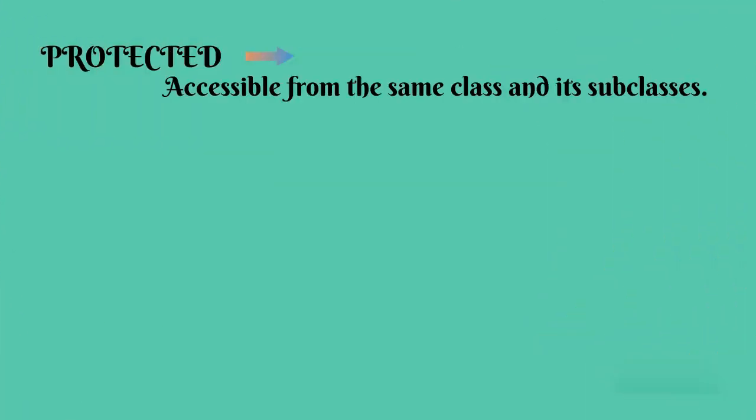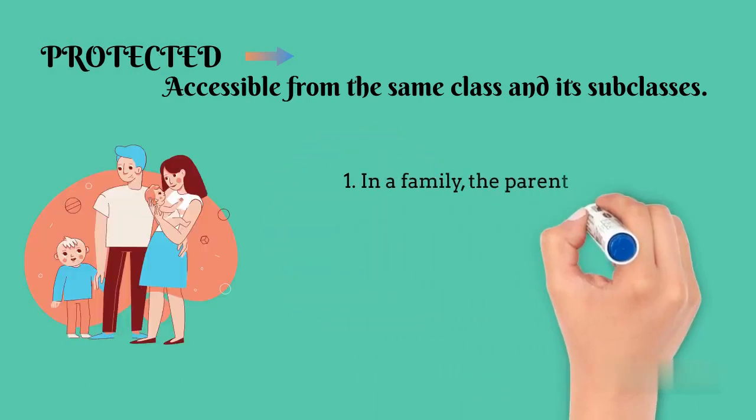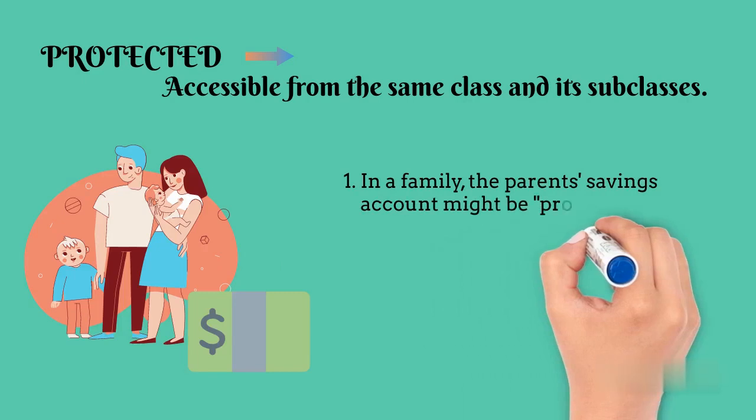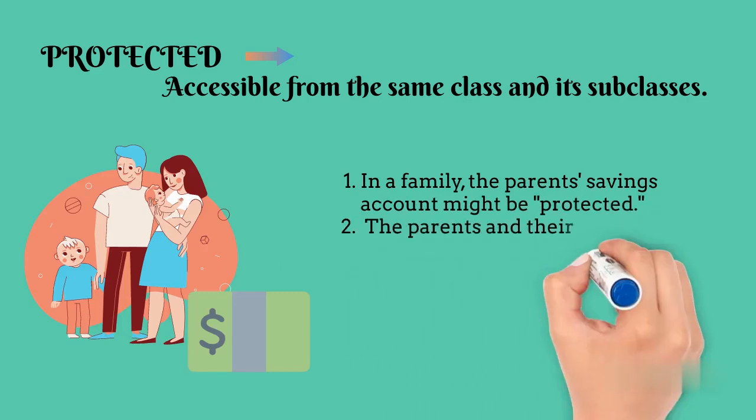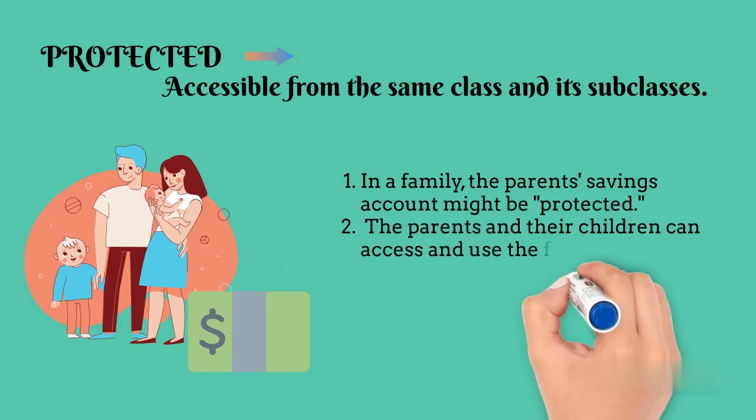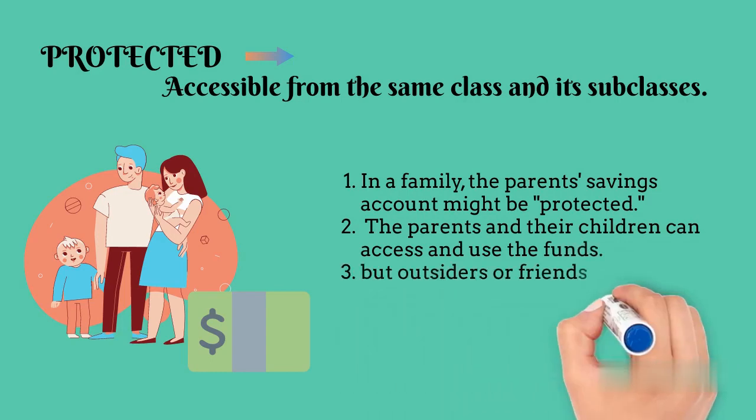Protected: accessible from the same class and its subclasses. Real-time example: in a family, the parents' savings account might be protected. The parents and their children can use the funds, but outsiders or friends cannot.